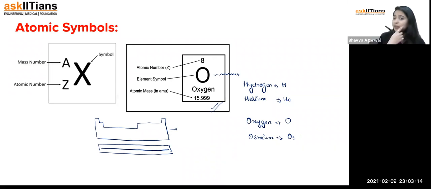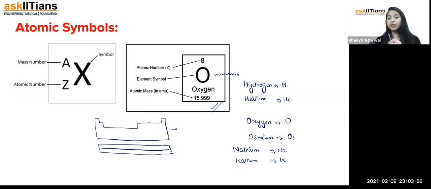But not every element is taken by their English terms. Some elements' symbols are taken from their Latin terms. For instance, sodium is natrium in Latin, and therefore the symbol is Na. Same way, potassium, its name in Latin is kalium. So we took K from that. So this is how we got the symbols of the elements.